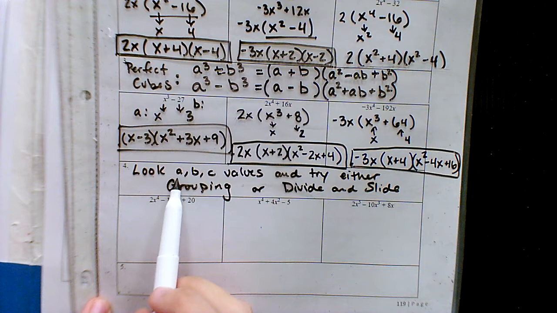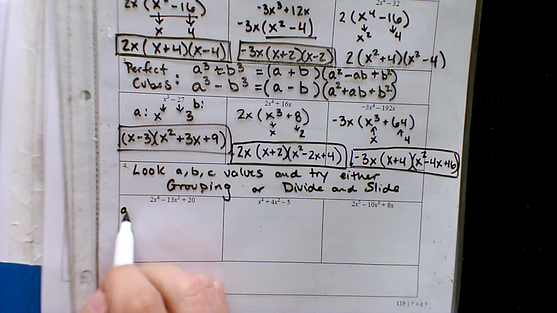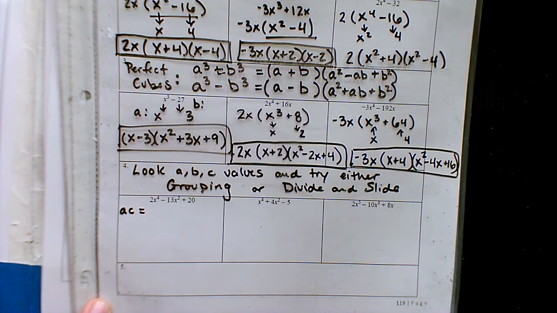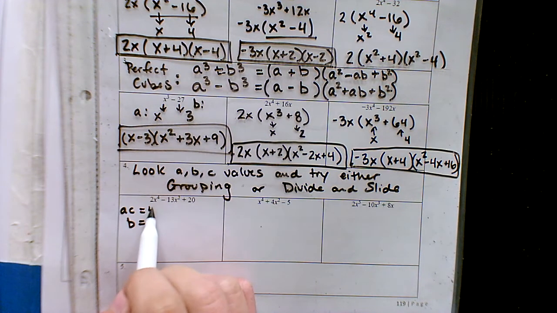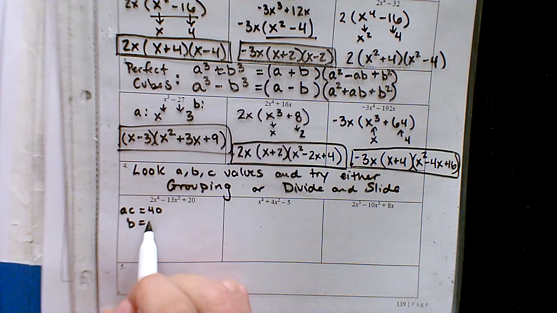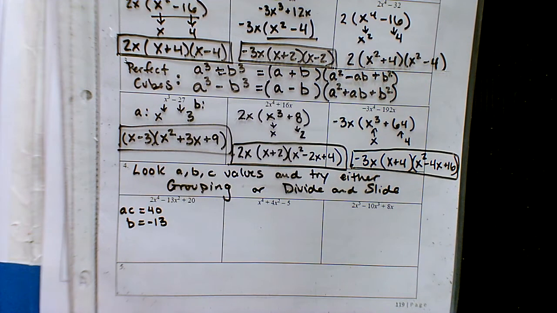The reason we want to look for the A, B, and C values is because we're going to multiply A times C. We need to add to B, and we have to think about those special numbers, kind of a mind game to figure out what values work. So in this case, 2 times 20 would be 40, and our B value is negative 13.